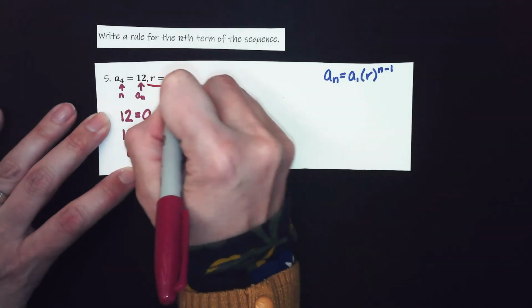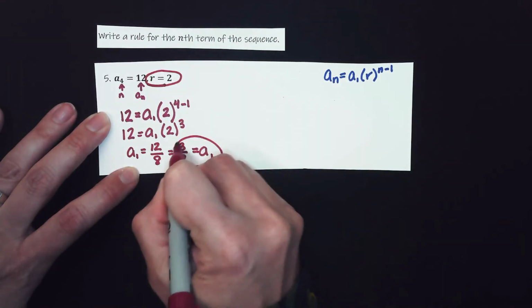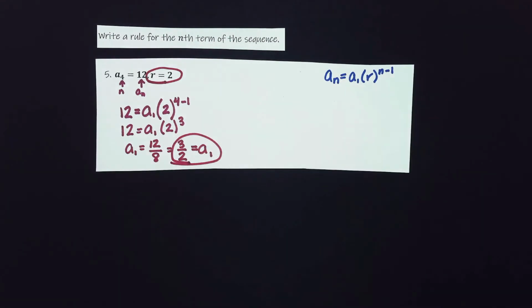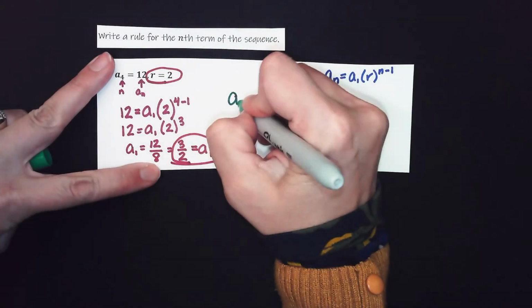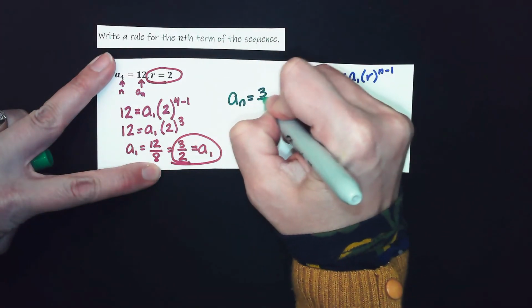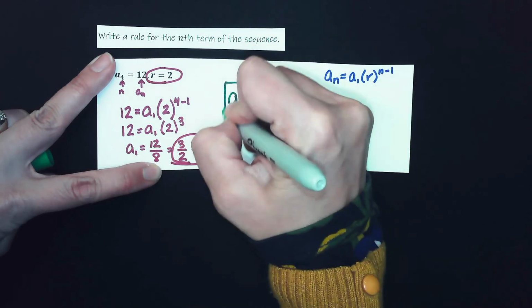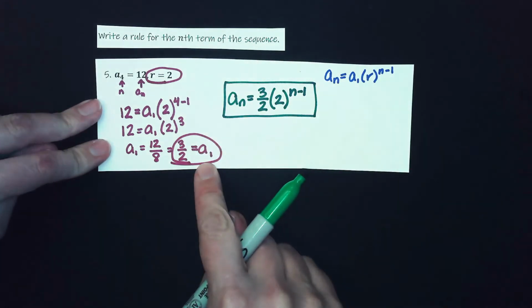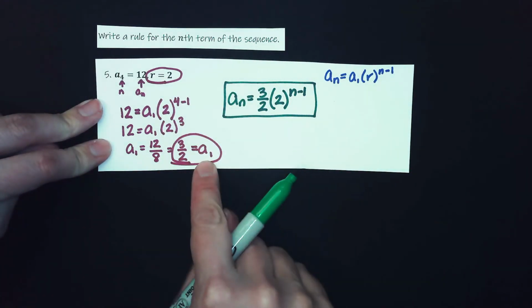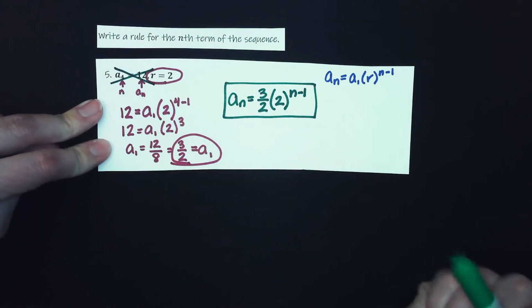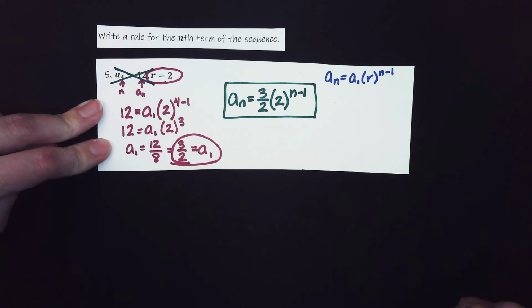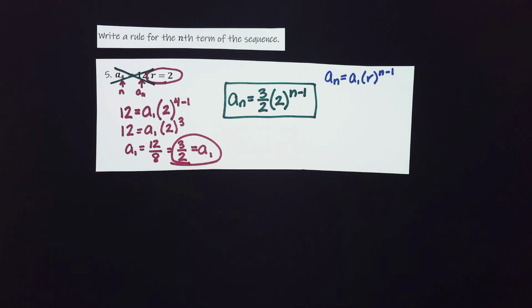and I'm going to use r and a1 and write my rule. Alright, so an equals 3 halves times 2 to the n minus 1 power. There's my rule. After I find a1, once I have r and a1, I ignore this first point after that. Okay, we're only using that to help us find the piece we don't know.